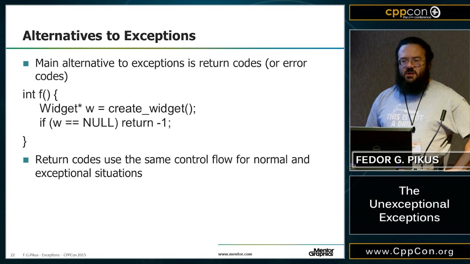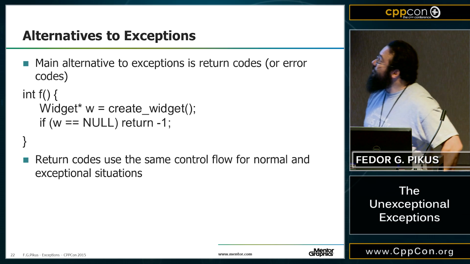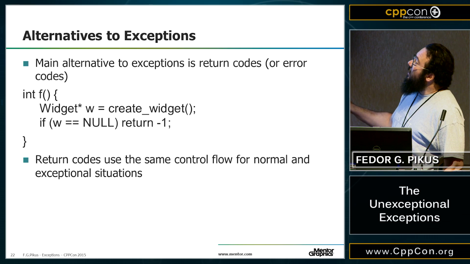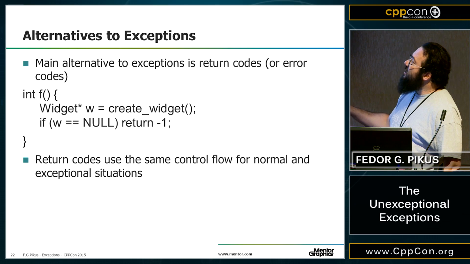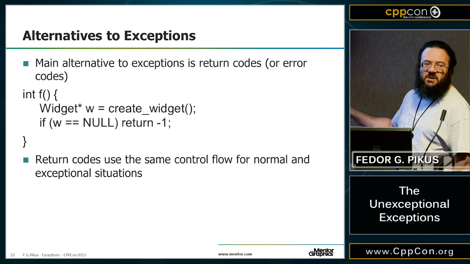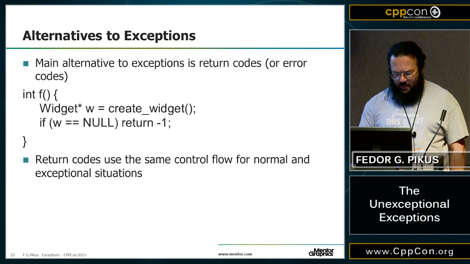Okay, if you don't use exceptions, what do you use? You use return codes. Well, here are your error codes. So we create a widget. If something failed during creation and we got null, you return an error code. The main difference is error codes use the same control flow. So you would have returned the value anyway, even if it succeeded. So you use the same control flow.